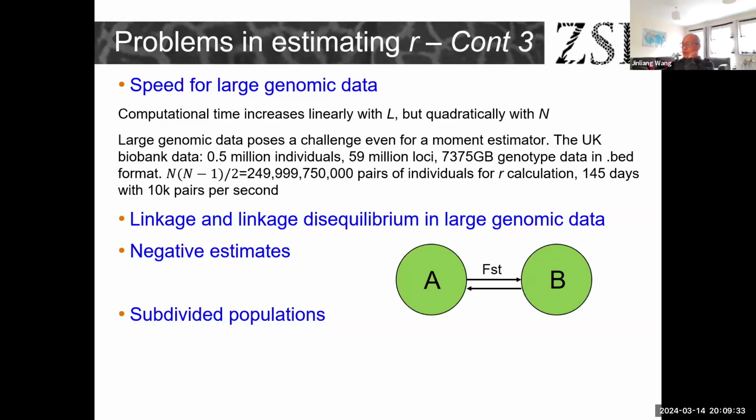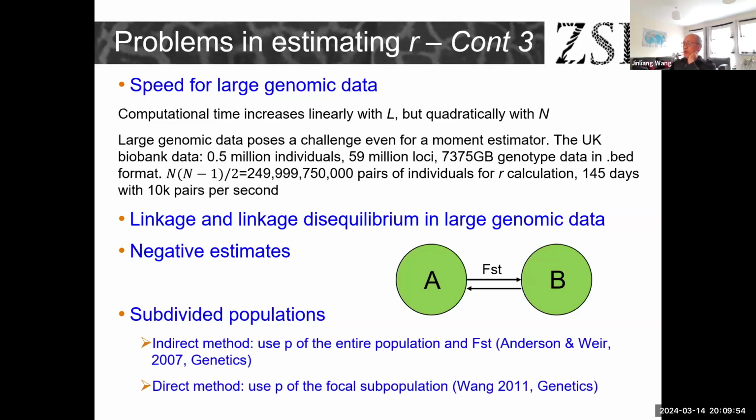Another complication with relatedness estimation is a subdivided population. Previously, we were talking about a single population. In reality, there could be subdivided populations, for example, two populations subdivided but connected by migration. So in this case, there are two approaches for estimating relatedness.